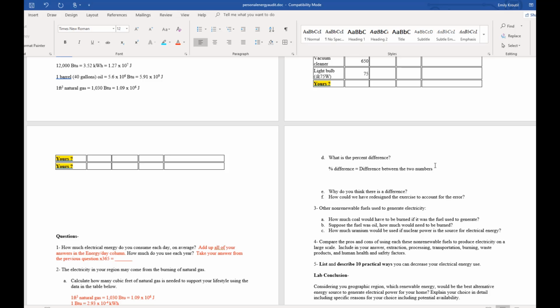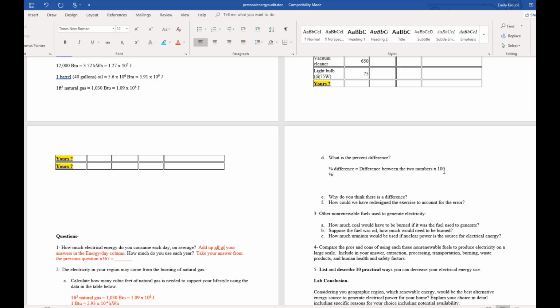And we will divide this, and then we'll just multiply by 100. So you would take the difference between the two numbers. Let's say you could do actual utility bill minus calculated. That's the difference between the two.